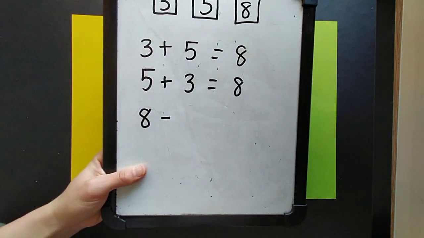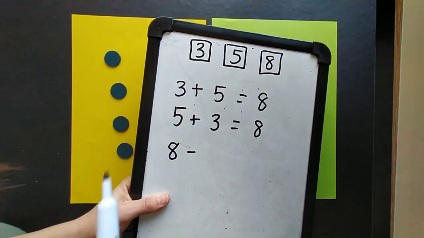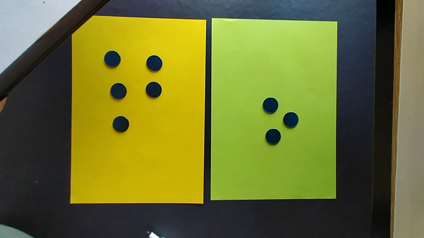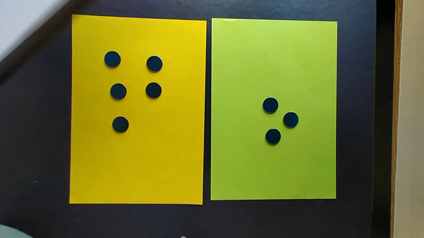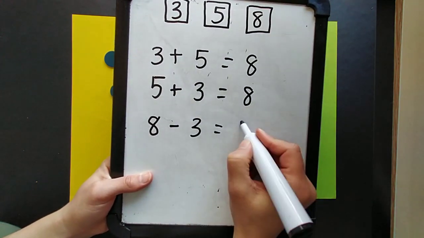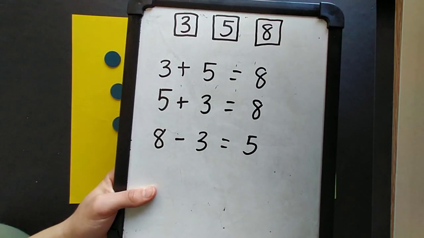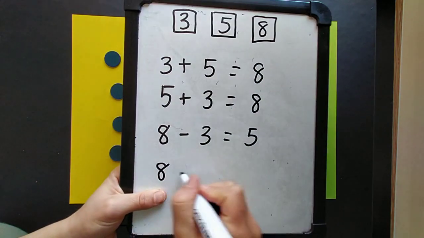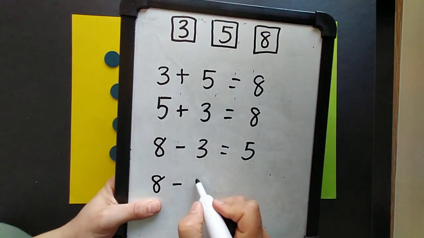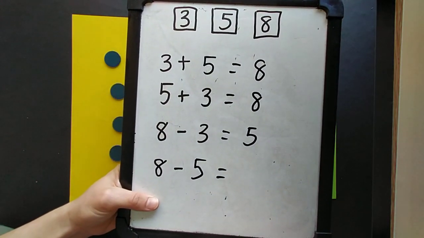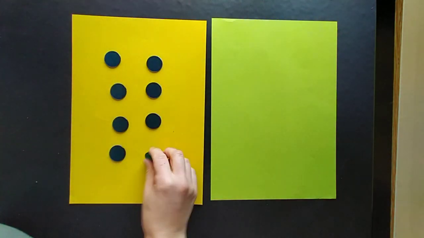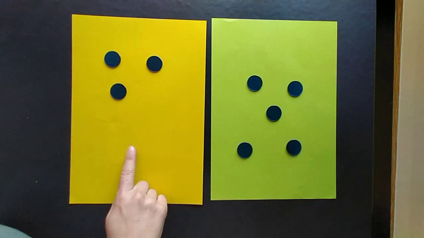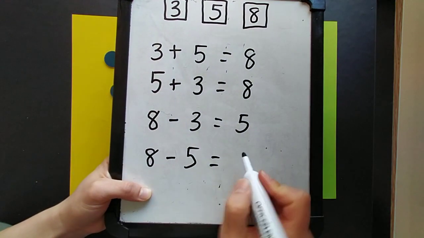8, take away. Let's take away one of these numbers, 3 or 5. We'll start with 3. 1, 2, 3. How many is left? 5, that's right. 8 take away 3 is 5. Let's do that again using the other number. 8 take away, this time we'll take away 5. What do you think the answer will be? I think you're right. Let's try it out. 1, 2, 3, 4, 5. How many is left? 3. That's right. 8 take away 5 is 3.